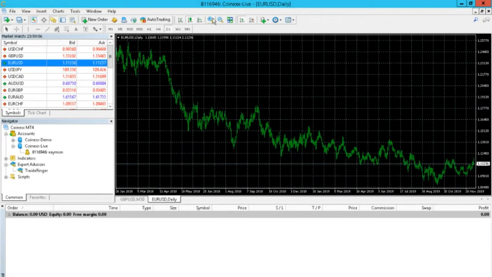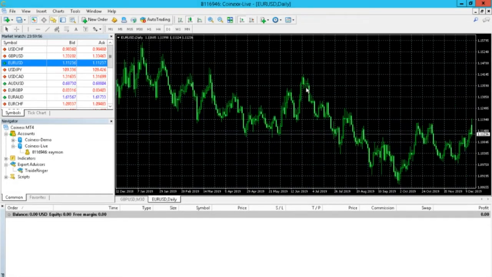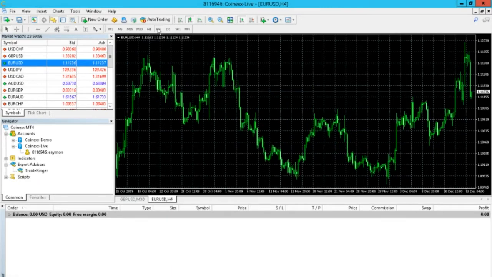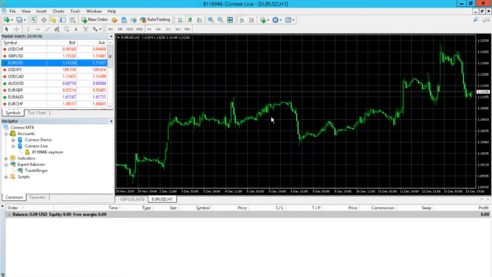And what that means is that on the daily, for example, each of these candles represents one day. So here's a day, here's another day, here's another day, and so forth. On the 4 hour, each candle represents 4 hours. And on the 1 hour, each candle represents 1 hour, and so forth.